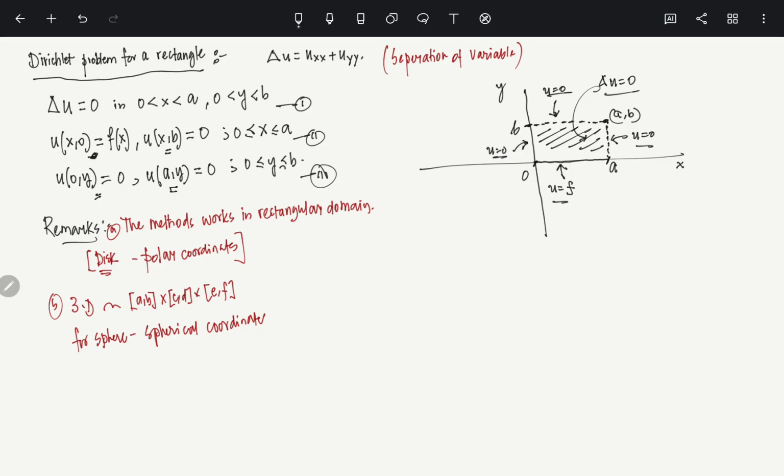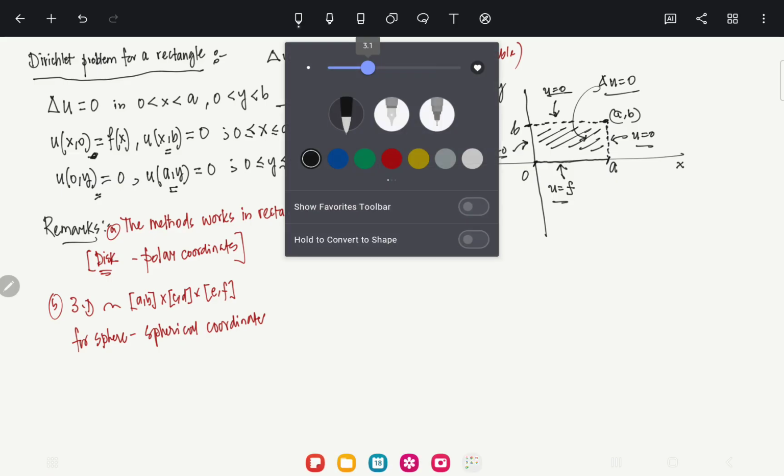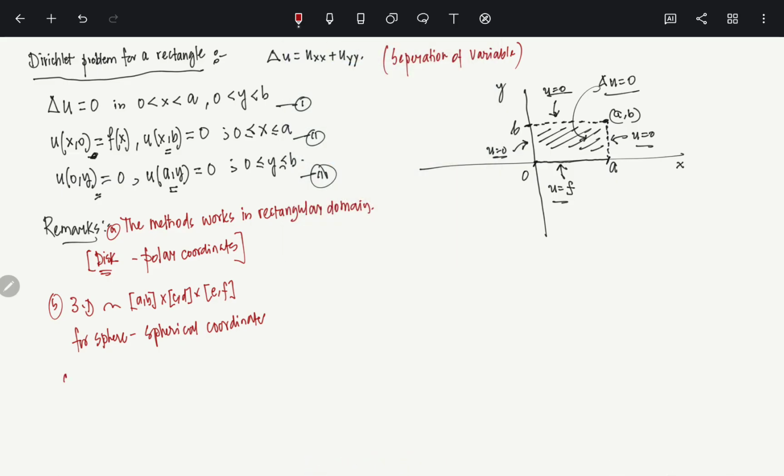See, the whole problem is this. First of all, we are not changing the domain. Let's say we have a general boundary condition, how should it look? This is a part of the remark. The problem should look like this: Laplacian u equals 0 in some rectangle 0 to a times 0 to b. This is x, this is y. x varies in 0 to a, y varies in 0 to b.